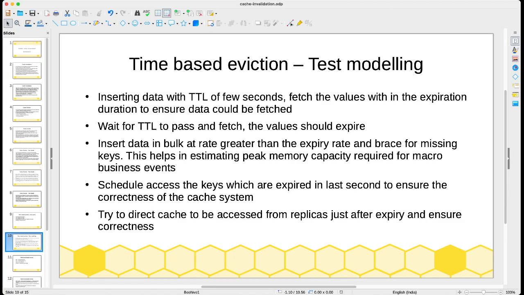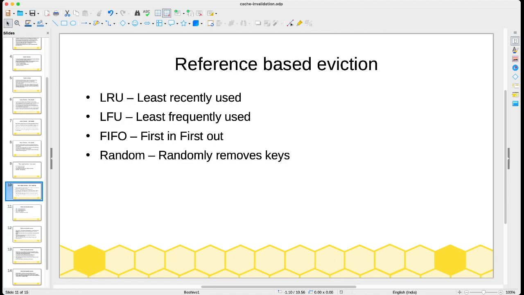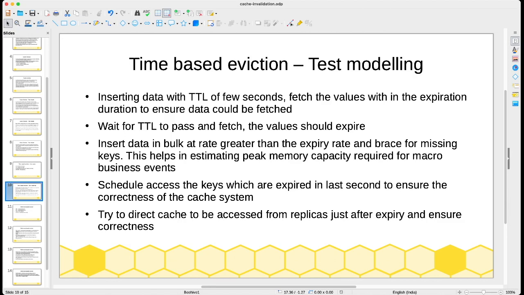So these are the testing strategies that I would use to ensure my cache data is sized properly and accessed properly. So with this, we'll wrap up the first part of cache eviction. We'll look into the reference based in the next tutorial.